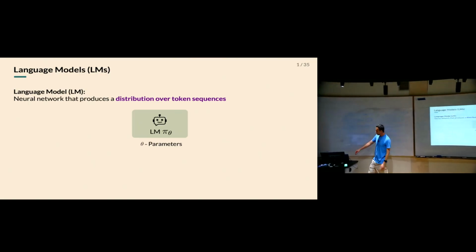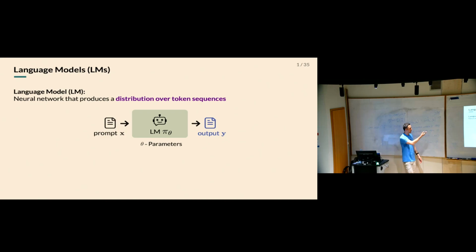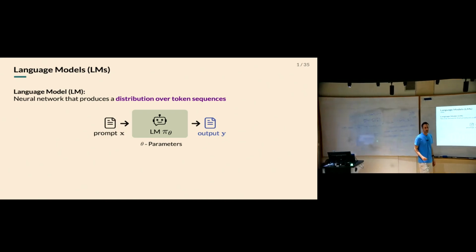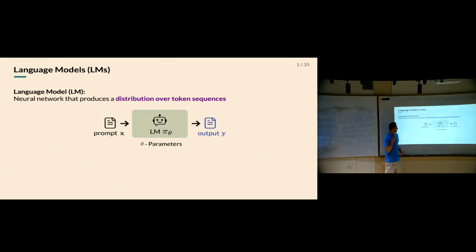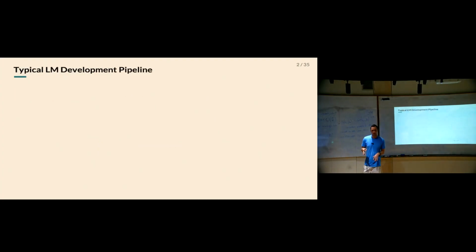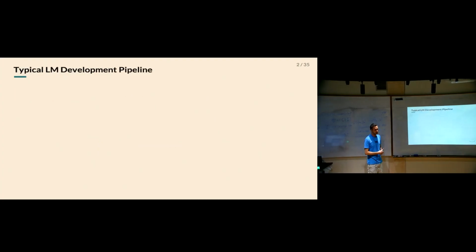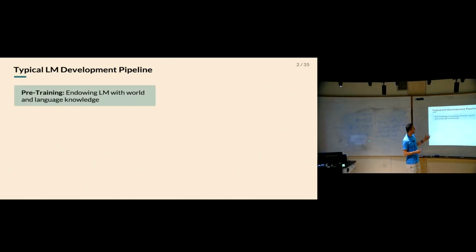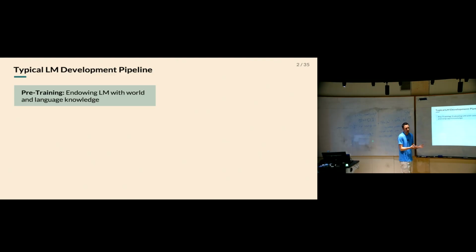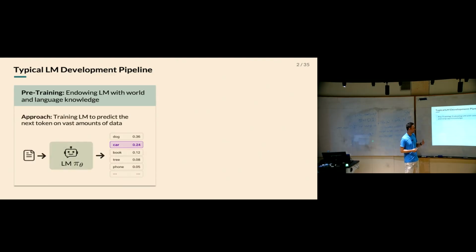And what we can do is give our model some prompt x. This is a sequence of tokens, and it gives us a distribution over possible outputs y. The typical development pipeline of language models these days consists of two main phases. The first one is called pre-training, and this is where you teach the language model about general world and language knowledge. This is done by training it to predict the next token over vast amounts of data, the type that you can find on the internet.